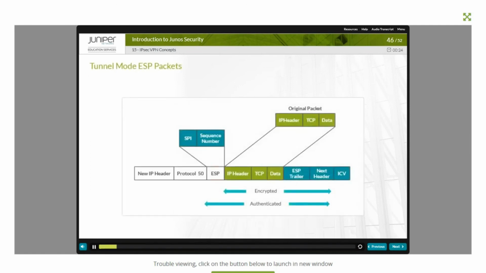In tunnel mode, the ESP header inserts between the new IP header and the original IP header. The new IP header contains protocol 50, representing ESP. The ESP header contains SPI and sequence number. The ESP trailer contains padding or pad length, next header, and ICV. Click each item to learn more.